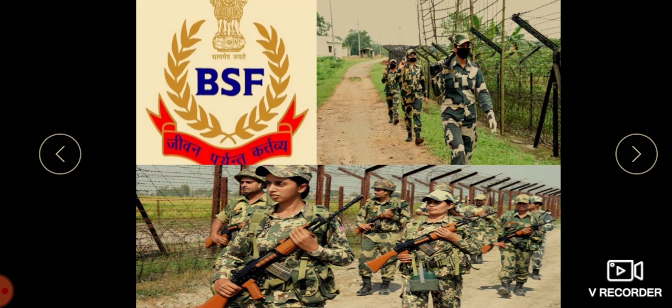Then we are having the BSF, the Border Security Force. This force is formed to check the criminal activities in the border. It polices the border to check the illegal activities. Policing the border and providing safety and security to the people living in the border areas are the main functions of this Border Security Force.